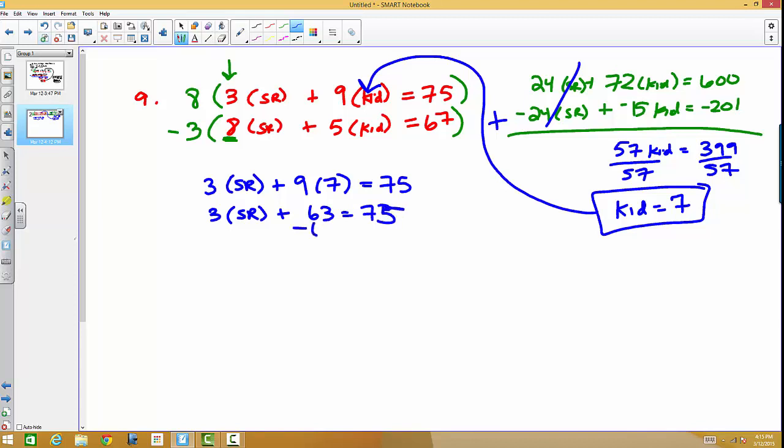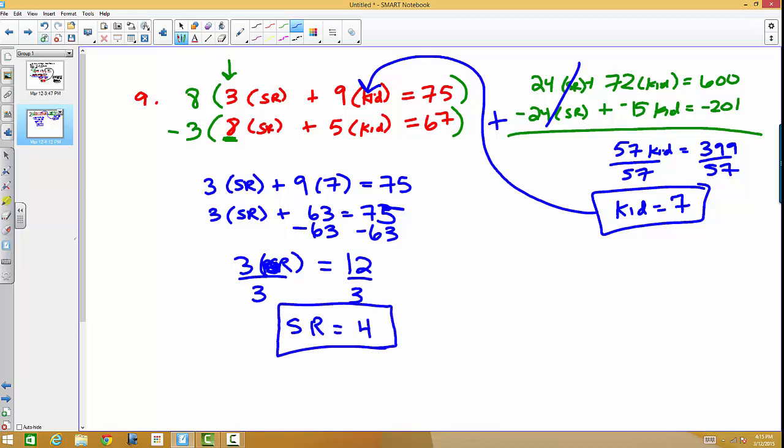So you would need to subtract 63 to isolate the senior. So 3 for the senior, that's a senior, would equal 12. And then you would divide by 3. So the senior price is 4. You can use X's and Y's, but you do need a key that says what is what.